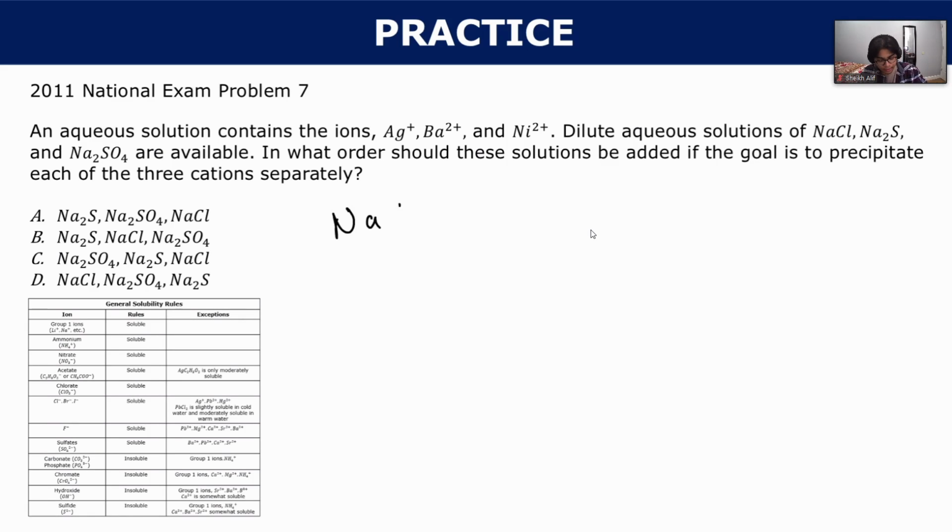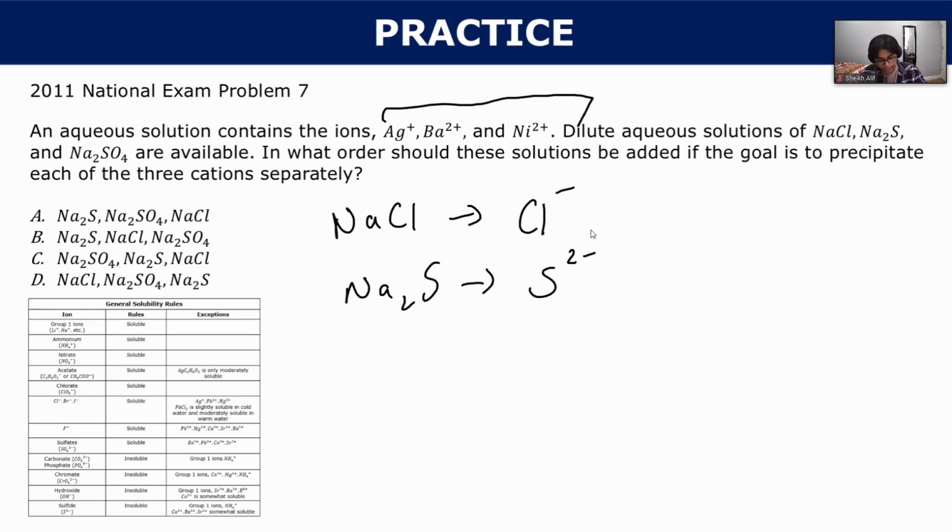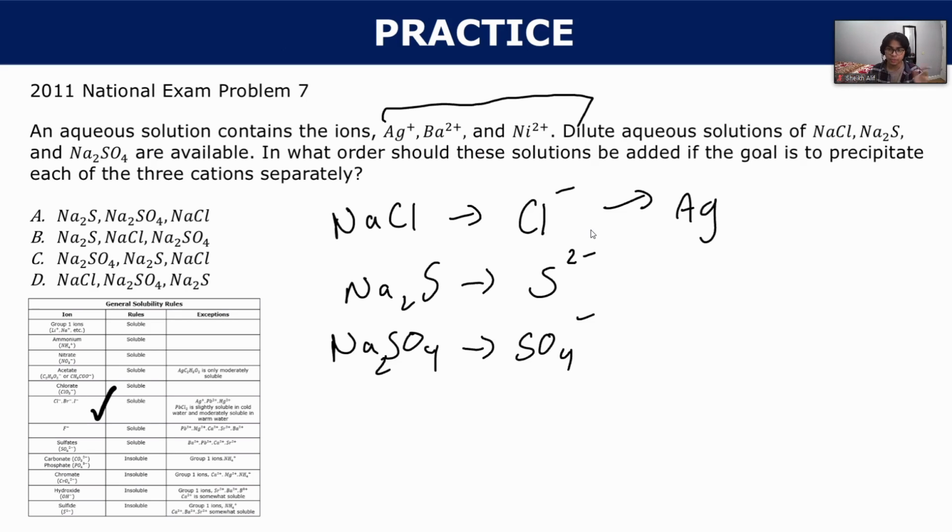So in NaCl, it's going to be the chloride, because it's going to be the chloride that's going to mix in with these cations. In Na2S, it's going to be the sulfur. And in Na2SO4, it's going to be the sulfate. And let's take a look at the solubility rules for chloride, sulfur, and sulfate. For chlorine, they're all going to be soluble unless they're silver, lead, or mercury, and we have silver. So that means silver will precipitate if we put NaCl into the aqueous solution with the cations.